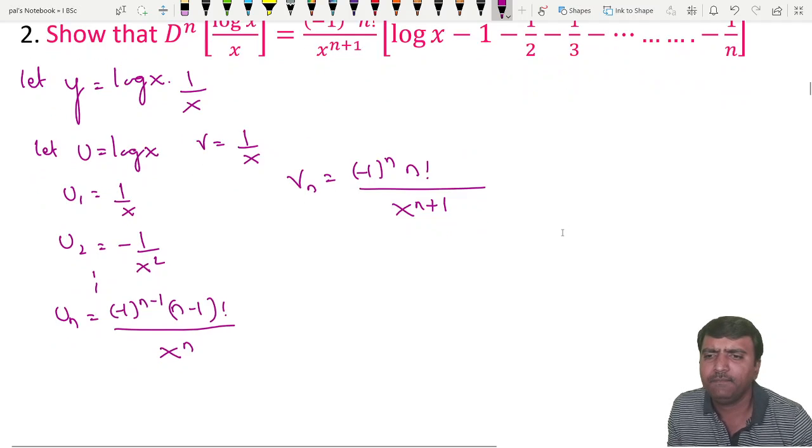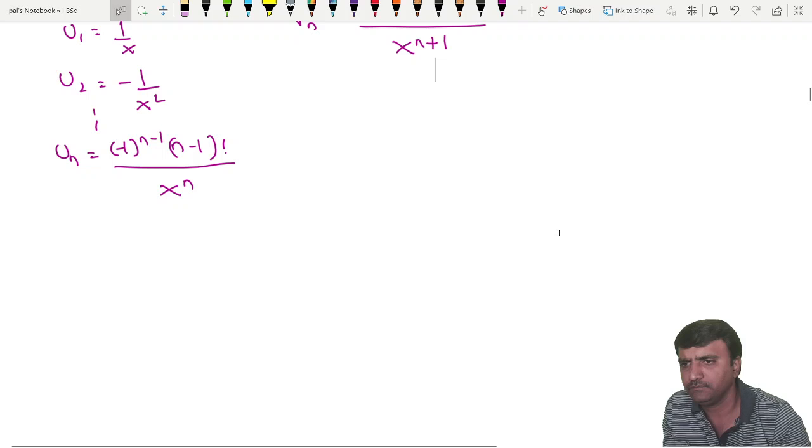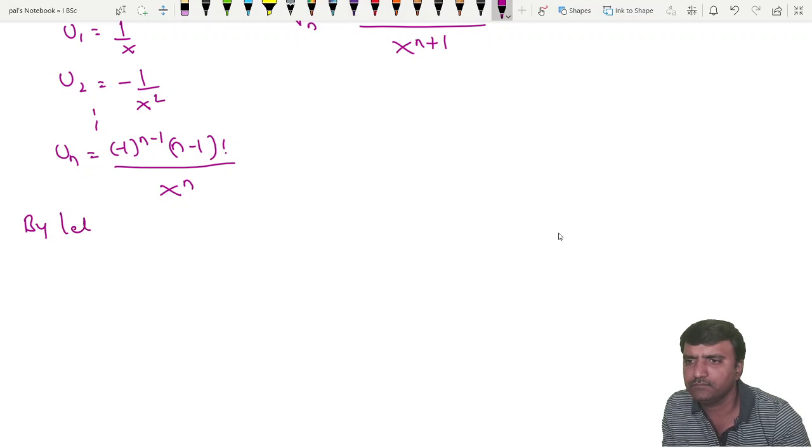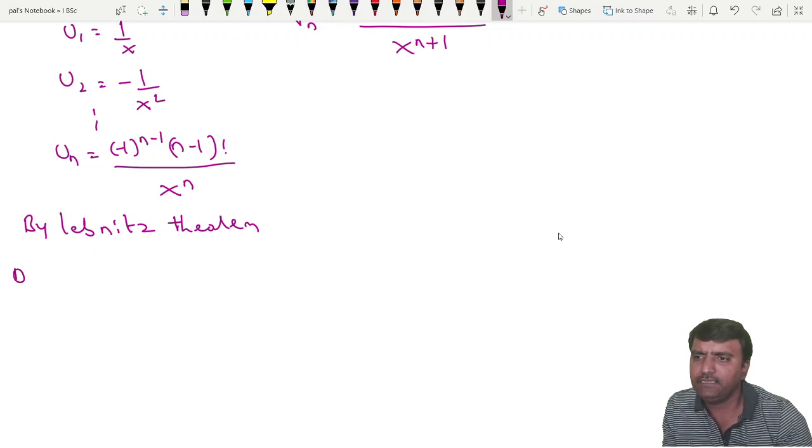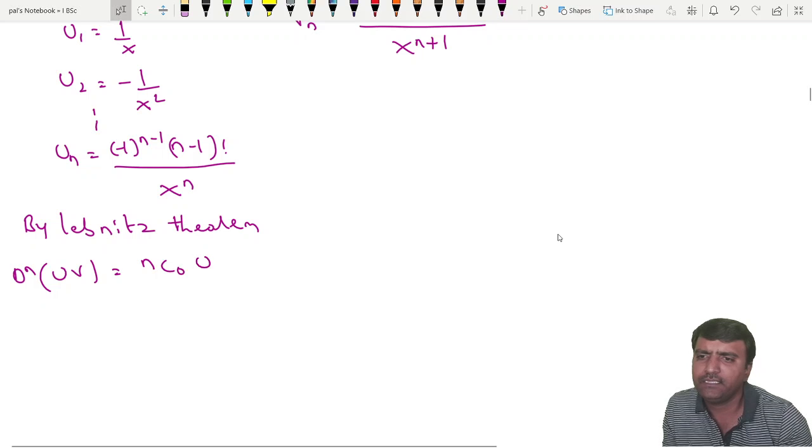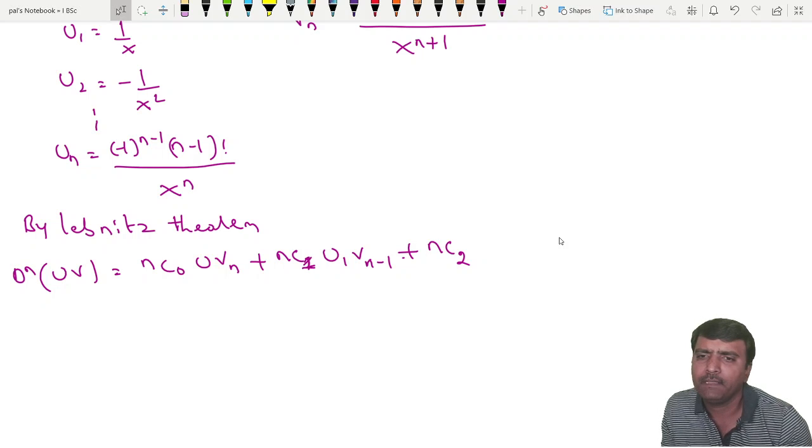So by using the Leibniz theorem, we have the nth differentiation of a product uv is equal to nC0 into u v_n plus nC1 into u1 v_n minus 1 plus nC2 into u2 v_n minus 2 plus and so on, plus nCn, which is 1, into u_n v.